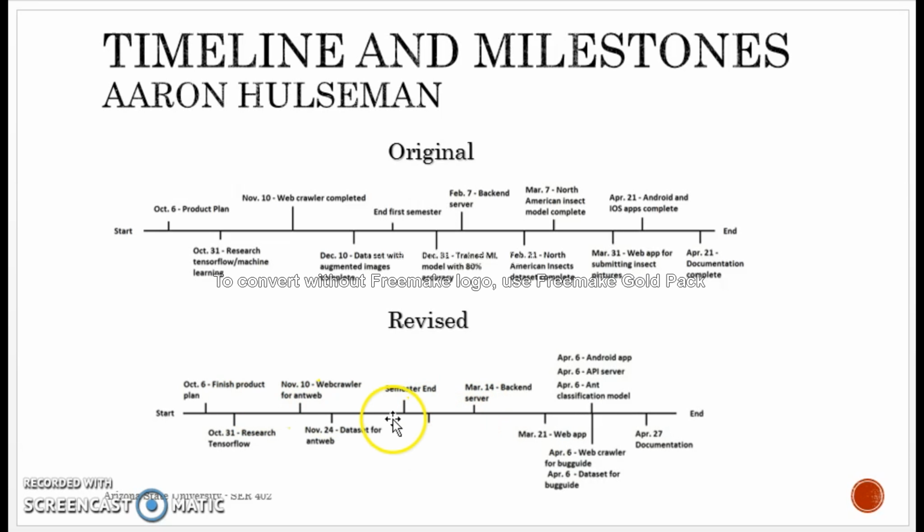So the 2 timelines are about the same all the way up until the end of the first semester, and then all of our deadlines are kind of pushed up to April 6th. But development is still running more or less on schedule. And then April 27th is our deadline for documentation and turning the project in, of course. And that is that. So I'm going to pass you on to our next speaker.